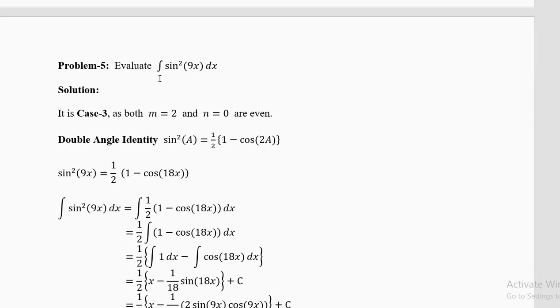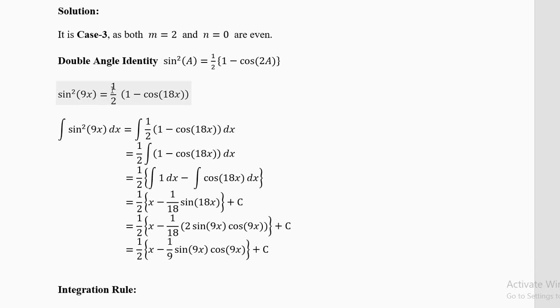Now evaluate sine square 9x. This question is just like the last question. Only thing is, last time you converted cos square into double angle. Now here you are going to convert sine square into double angle. Now what's the double angle identity? Sine square a equals half of 1 minus cos 2a. Last time it was cos square a and the identity was 1 plus cos 2a. Now it is 1 minus cos 2a.